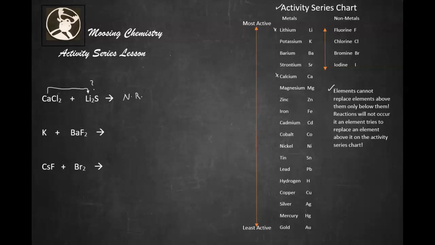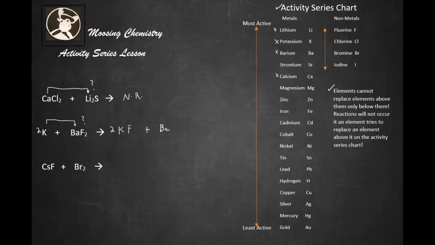Look at the next reaction. Potassium plus barium fluoride. Will that reaction occur? So what we're saying, will potassium replace barium? And will this reaction occur? Well, let's find potassium. Potassium is right here, and barium is right below it. So yes, potassium will replace barium. So this would become potassium fluoride plus barium. Now you have to balance the equation. You're going to have to put a 2 in front of this because the barium fluoride had a 2 and you need a 2 over here.